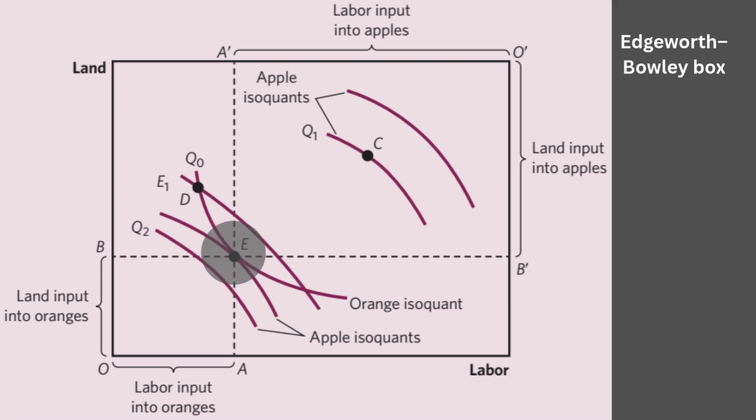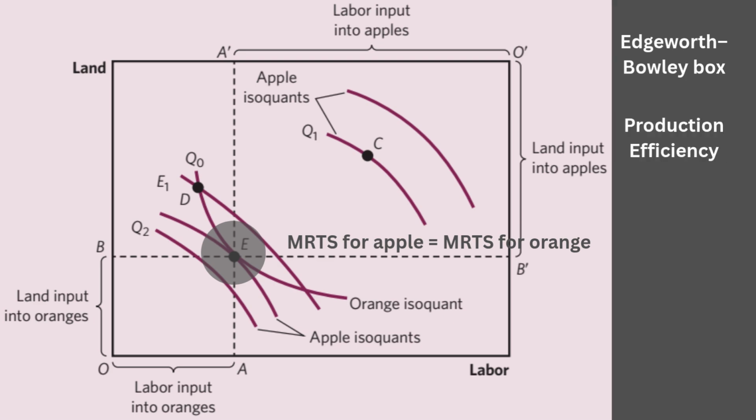At point E, the isoquants for apples and oranges are tangent. This means MRTS for apple equals MRTS for orange. No reallocation of land or labor can increase output of one good without reducing the other. That's production efficiency. What about other points in the box?